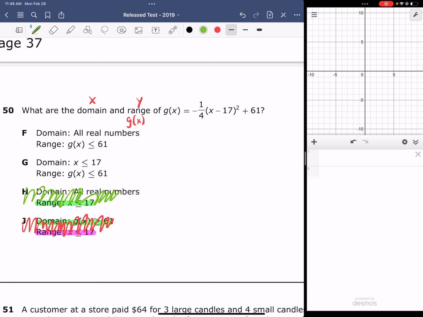It's down to F and G. We see that in F, we have a domain of all real numbers, and in G, we have a domain of x less than or equal to 17. The range is the same for both of these answer choices.